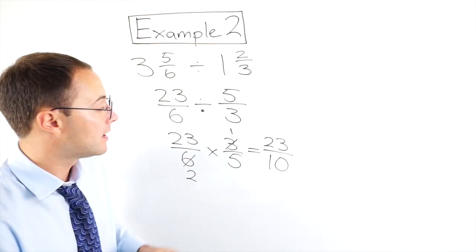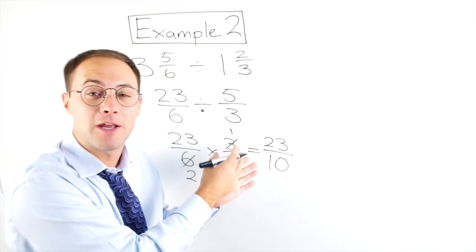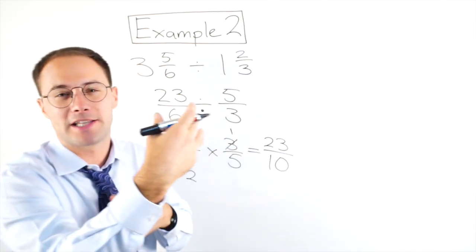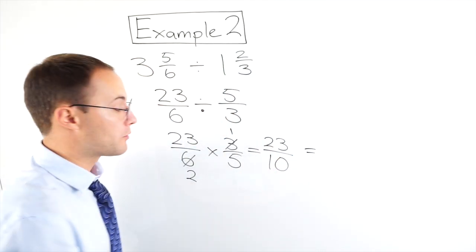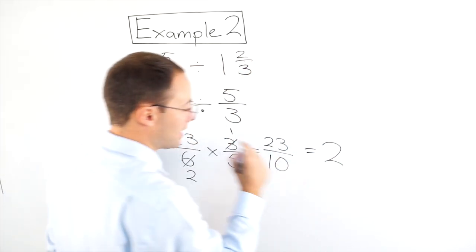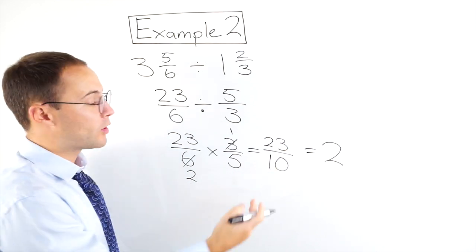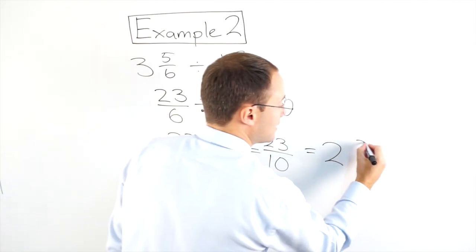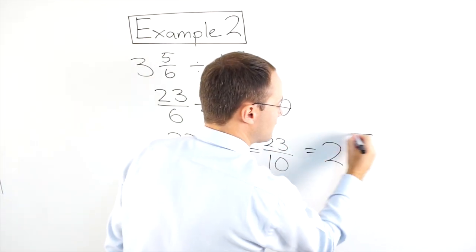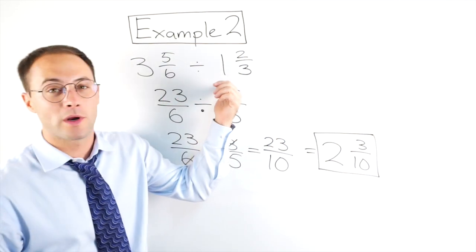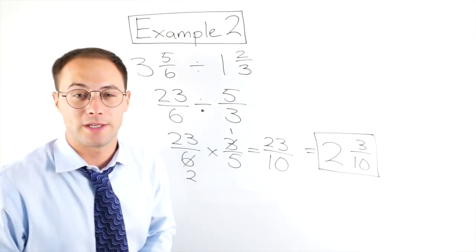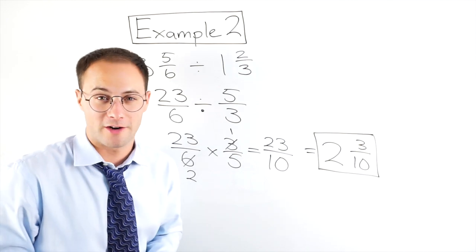Now, at this point, I've got an improper fraction. I want to change that back to a mixed number. So 10 goes into 23 two whole times, and 10 times 2 is 20. So I'm going to have 3/10 left over. And that is my final answer. 3 5/6 divided by 1 2/3 is 2 3/10. Here's some to try on your own.